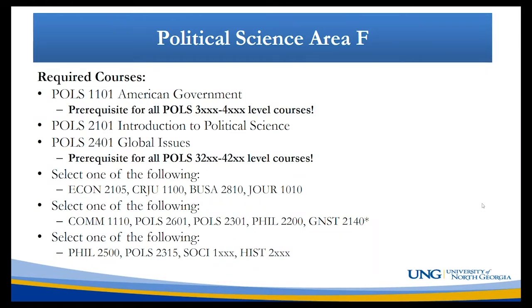Okay, you're also required to take the Intro to Political Science and then the Global Issues class, which is also a prerequisite for a lot of 3,000 to 4,000 level courses. So we recommend that you take the first three, PULS 1101, PULS 2101, as well as PULS 2401 early on in your career, so you can take higher level courses as you move forward. Okay, so keep that in mind. For the other three areas, you choose one of these courses that are available to you, and you will complete area F for the political science degree.